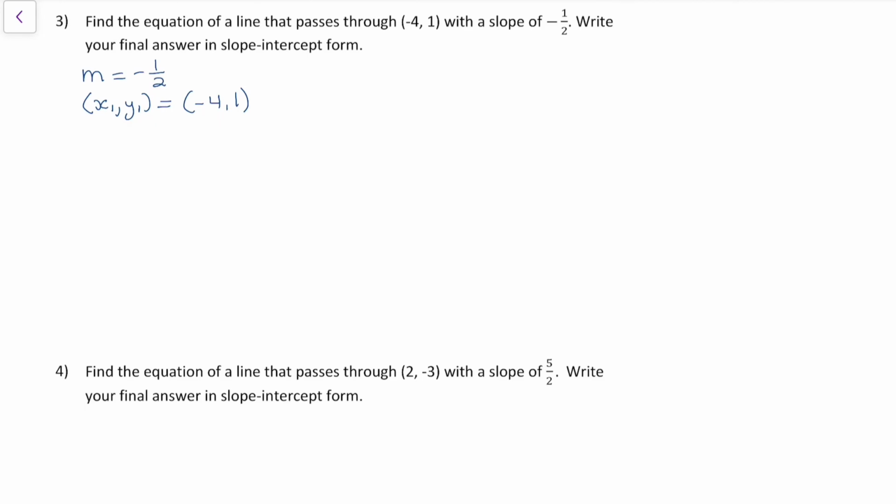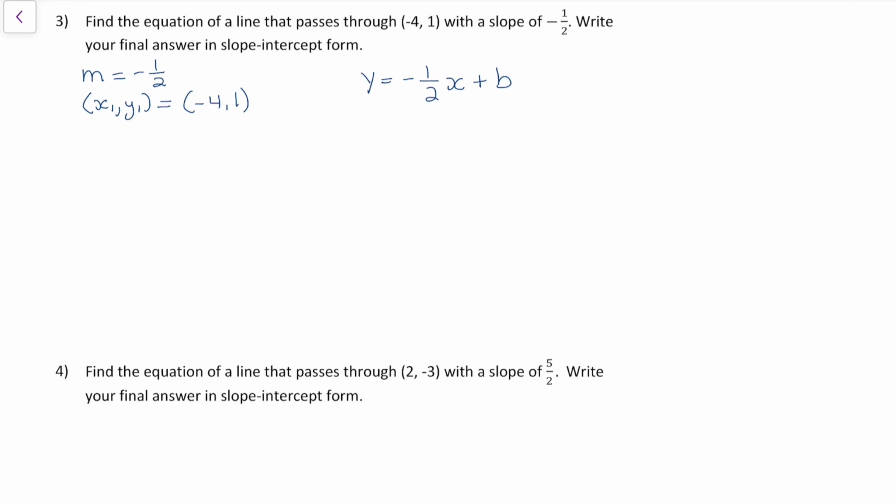So they haven't given us a y-intercept, but they did give us a slope. So I know my equation is going to be y equals -0.5x plus or minus something, but I don't know what that something is yet. However, they have given us a point, and I can use that point to find the y-intercept. And so I'm going to substitute the point into my equation and then solve for b.